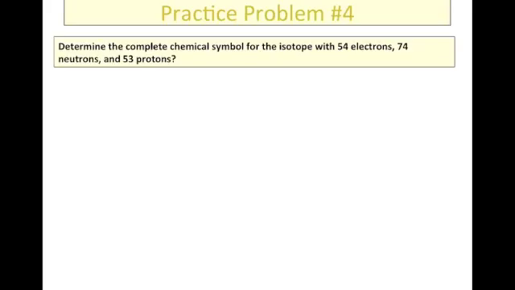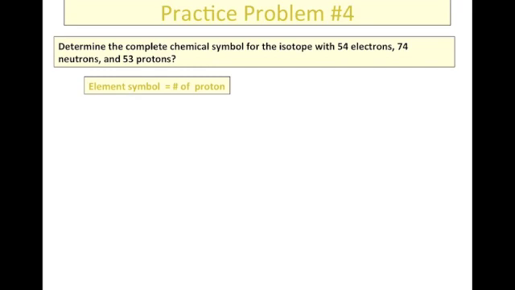Problem number 4, we're being asked again to determine the complete chemical symbol for an isotope. It has 54 electrons, 74 neutrons, and 53 protons. And the first thing we want to do is figure out the symbol for this isotope. Remember, the element symbol will be equal to the number of protons. This isotope has 53 protons.